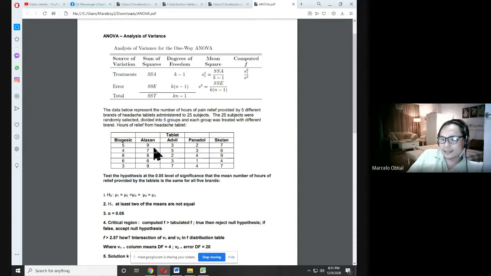Ang ika-6 na subject, binigyan ng Alaxan, naglast ng 9 hours. Yung ika-7th, okay, 7 hours, and so on and so forth. Okay, next, as Advil, yung ika-11th na subject, binigyan ng Advil, naglast ng 3 hours. Naglast ng 5 hours, etc., etc. Hanggang natapos na yung 25 na subjects. Okay? Ito yung meaning ng table natin.